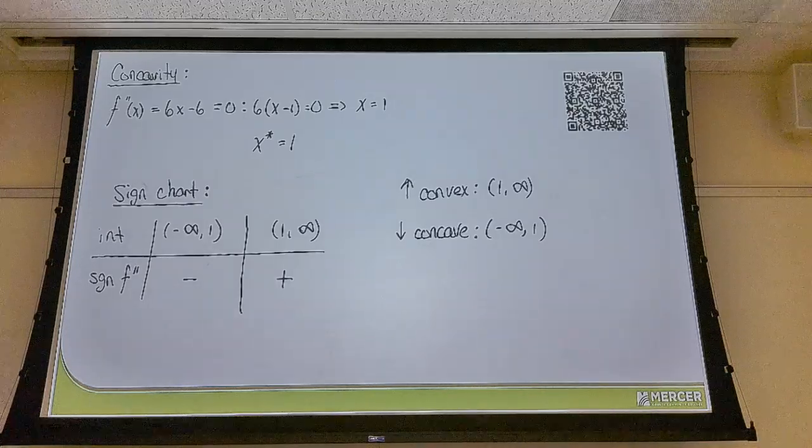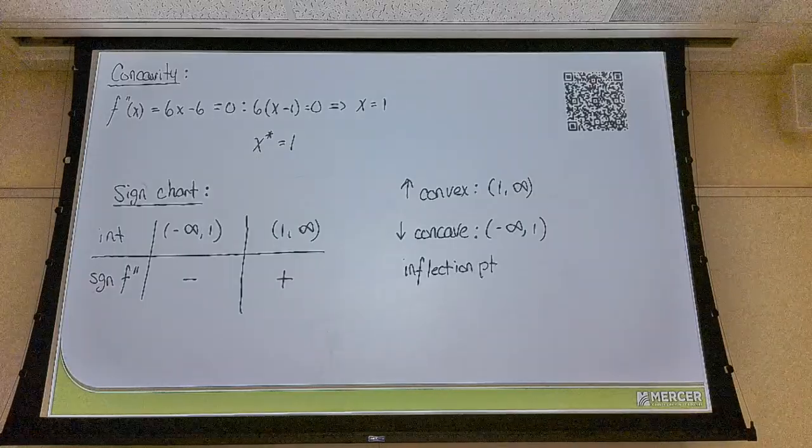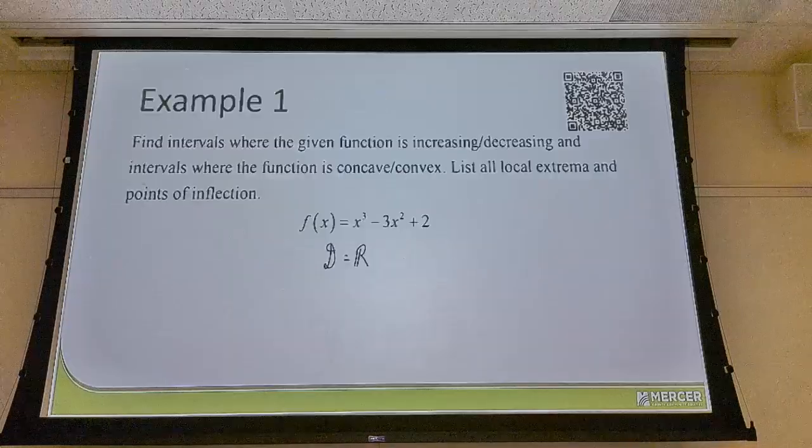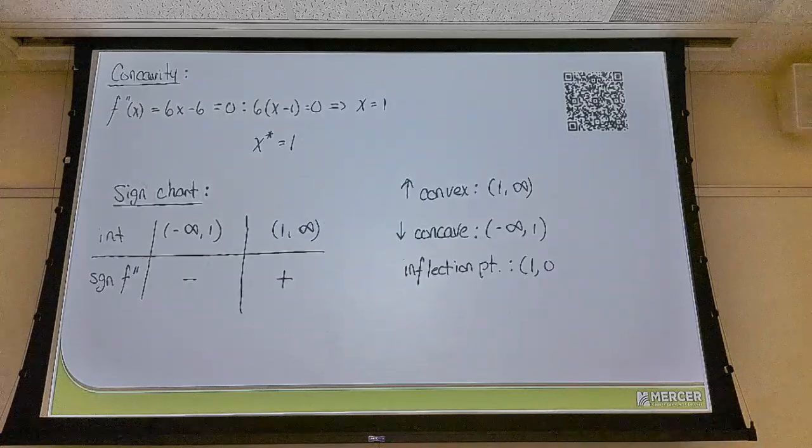Look at the sign chart. Is there a sign change? Yes. Where? At 1. What is a point of inflection? Now I have to go all the way back up and plug it into f. What's f of 1? Oh, that was easy. 0. So there's an inflection point at (1, 0).